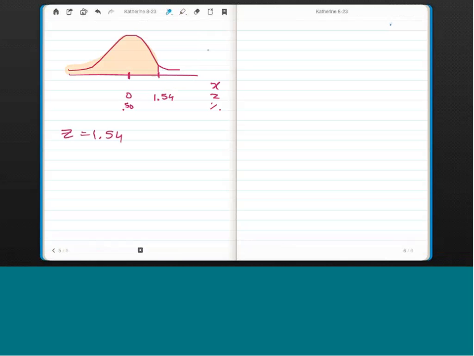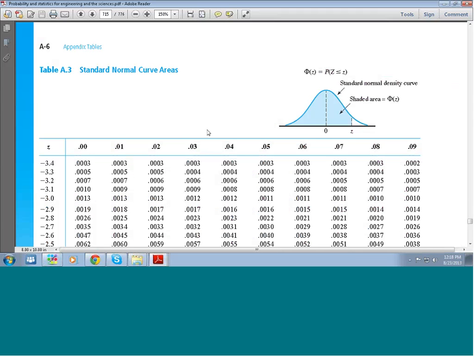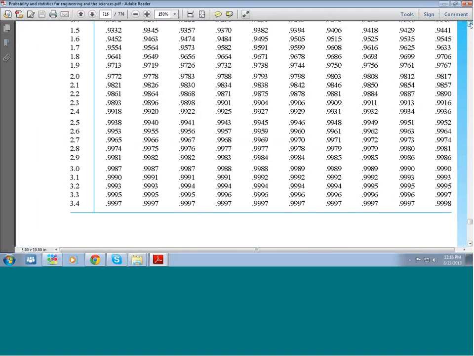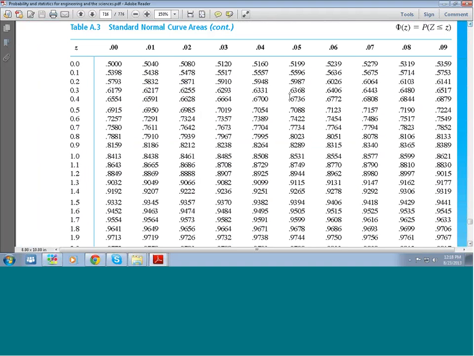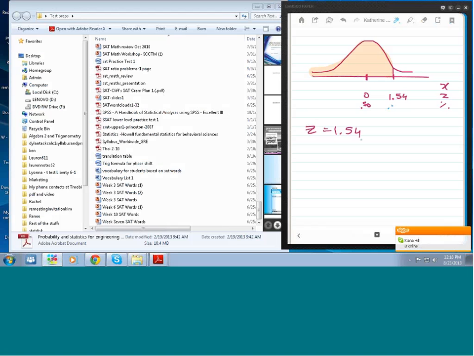So all you have to do is look up the chart. And the chart says 1.5. Here is 1.5, right? So you come all the way here, and here you go, 0.9382. Because this picture gives you the area on the left side, the answer will be 0.9382.